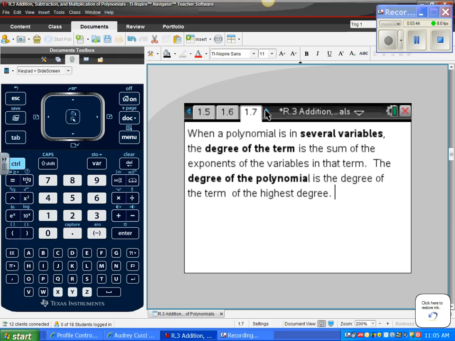When a polynomial is in several variables, the degree of the term is the sum of the exponents of the variables in that term. The degree of the polynomial is the degree of the term of the highest degree. Okay, so let's show you what that means.